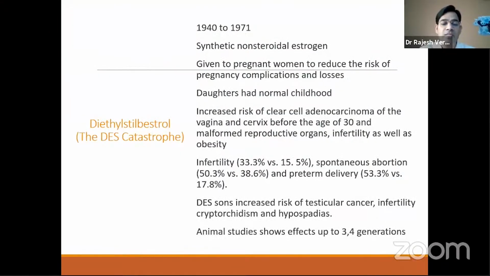So what was the DES catastrophe? For 30 years, from 1940 to 1971, pregnant ladies were given diethylstilbestrol to prevent maternal complications. It was later found that the daughters of these mothers had an increased future risk of adenocarcinoma of the vagina, which is a rare carcinoma before the age of 30 years. There were other issues also, like infertility, spontaneous abortion, and preterm delivery. It was also observed that DES sons had an increased risk of testicular cancer and other reproductive dysfunctions.